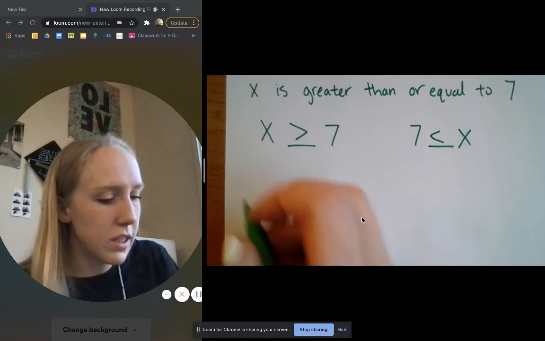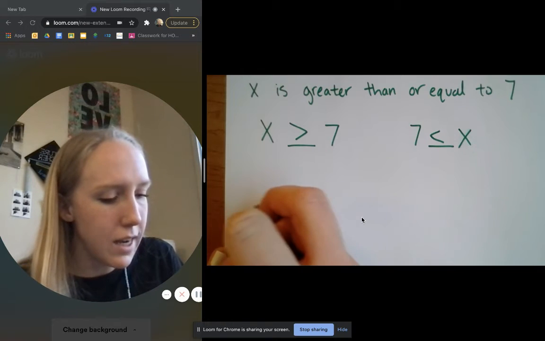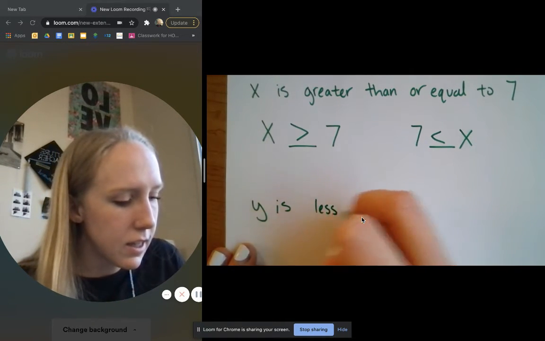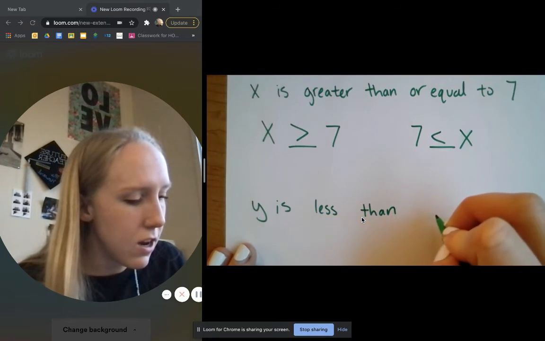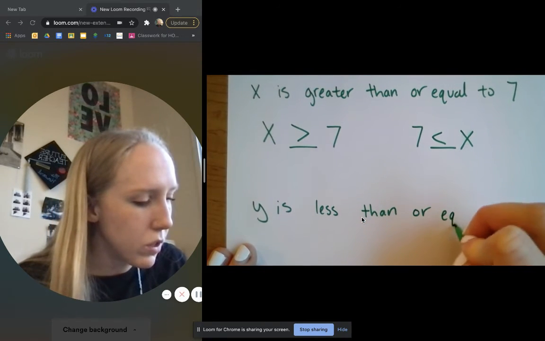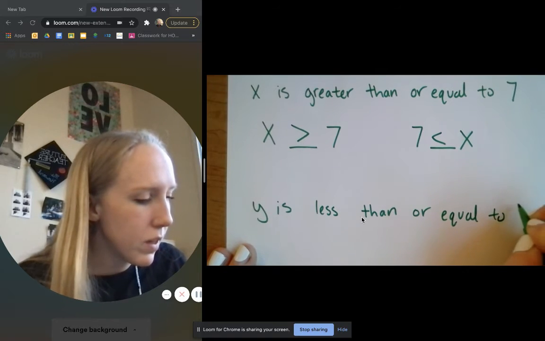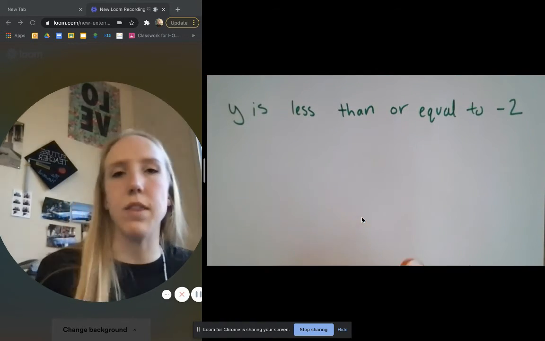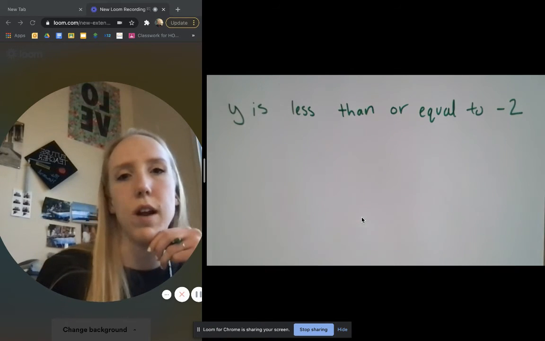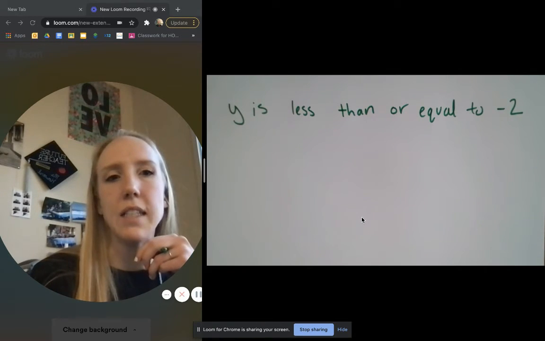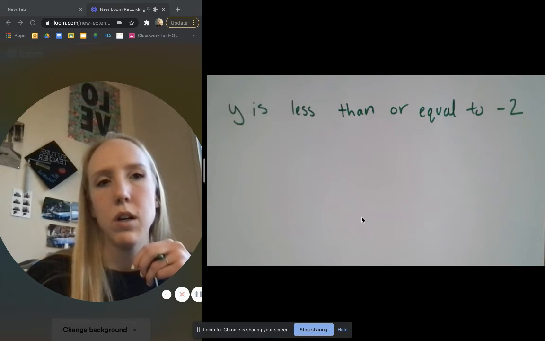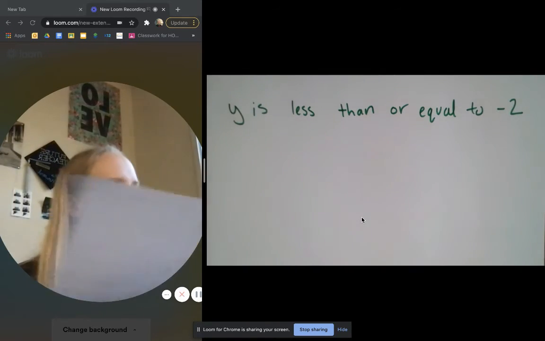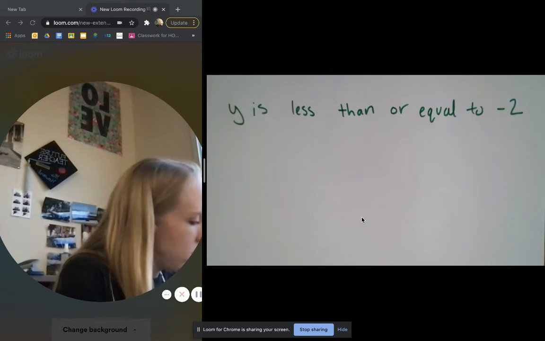Okay, and so another example. Think about how you could write y is less than or equal to -2. Take a minute to think about how you could write that. Y is less than or equal to -2. Think about how you would write that.